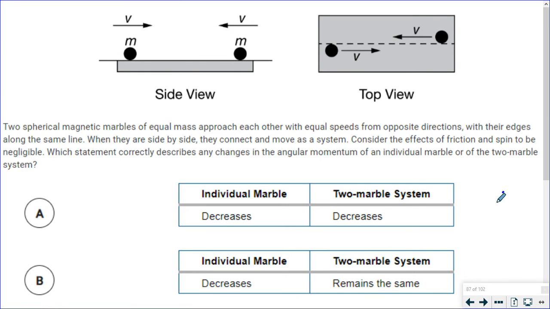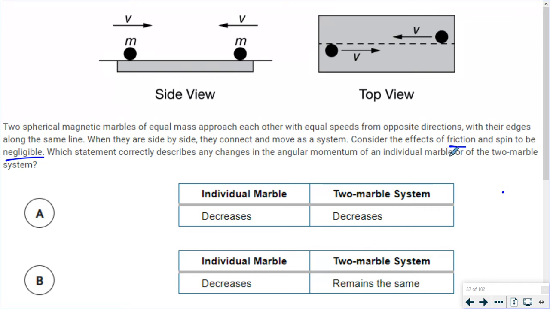Okay, another momentum one. If you look at this particular problem, it's kind of a complex problem. You've got two spheres that are rolling towards each other. They're magnetic. They're offset by just a little bit. And when they pass each other, they're going to stick together. And it says, consider the effects of friction and the spin to be negligible.